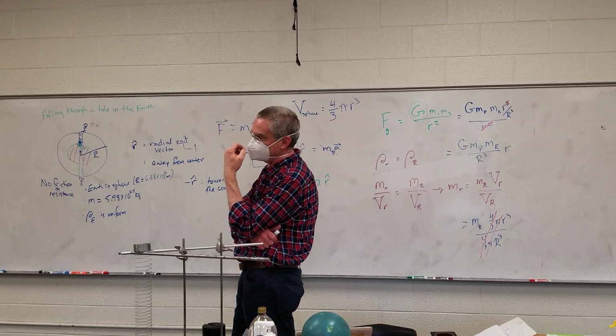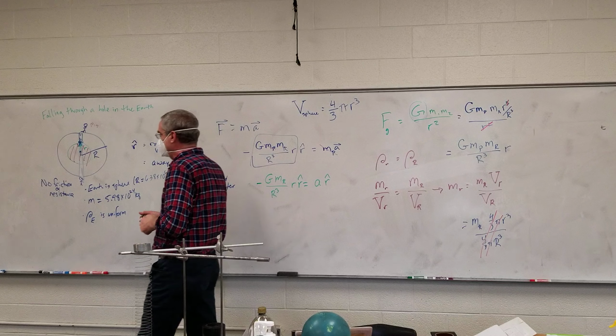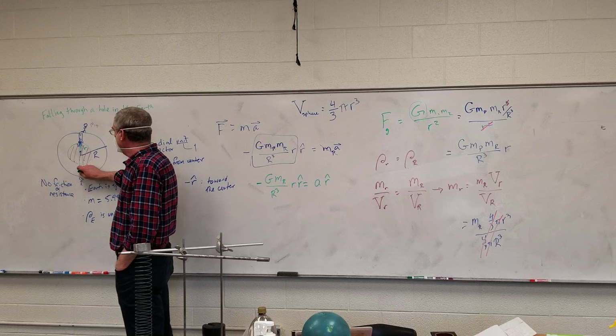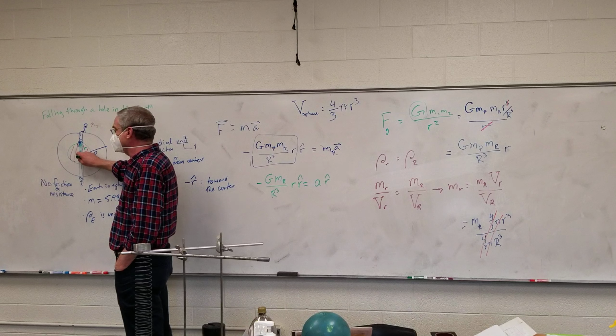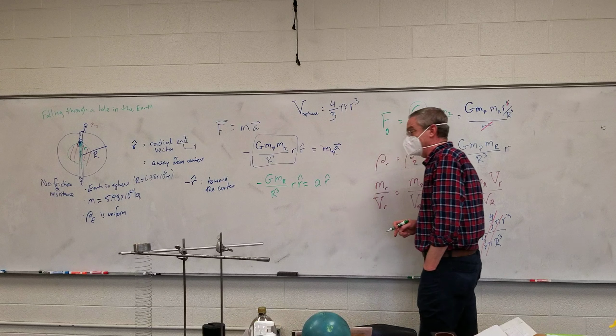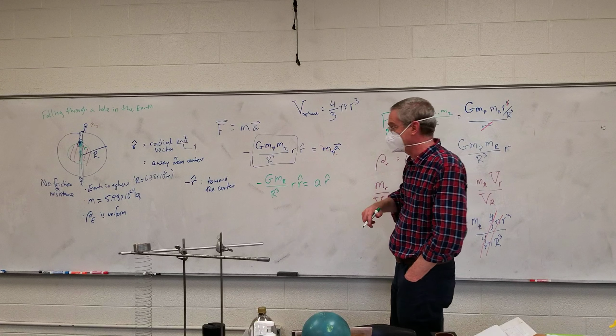Because he would get like, I don't know, 3/4 of the way down and then just keep going back up, and then he basically would oscillate back and forth and eventually settle in the middle. Yeah, he wouldn't even make it to the end. No, he would not. That's why we throw in the no frictional resistance.